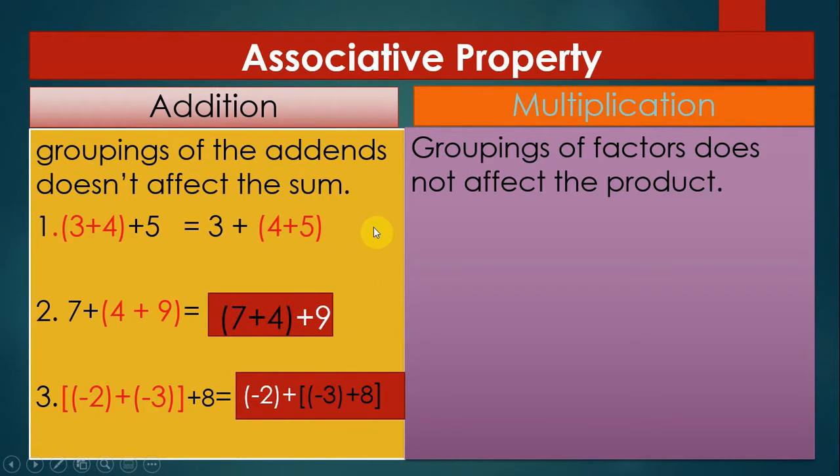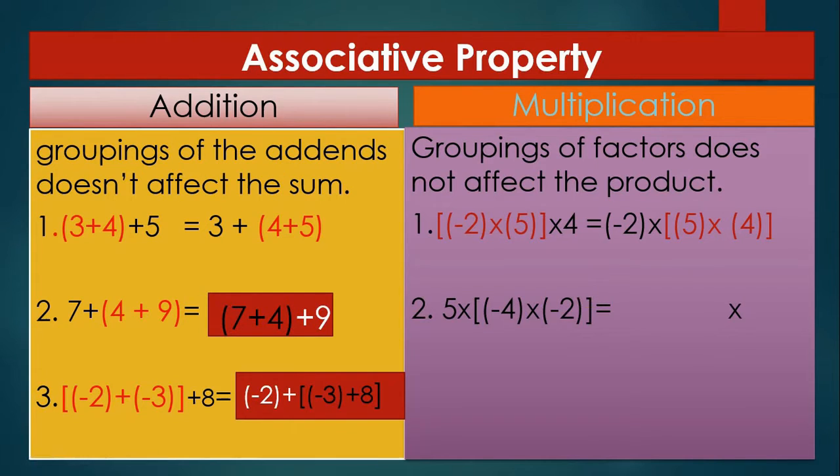Okay. Now next, multiplication: groupings of the factors does not affect the product. So here is number 1. The first we group here is negative 2 and 5, times 4. And on the right side, we group the 5 and 4, 5 times 4, then we multiply it to negative 2. Okay. So the answer for this left side is the same as the answer on the right side. The product will not be affected.